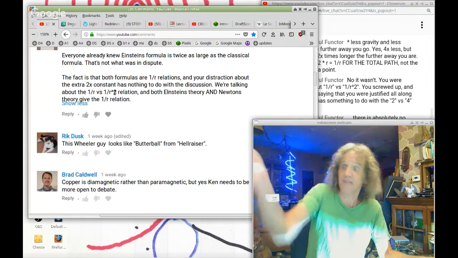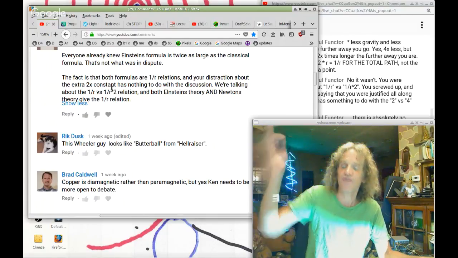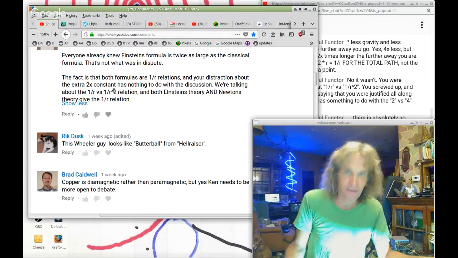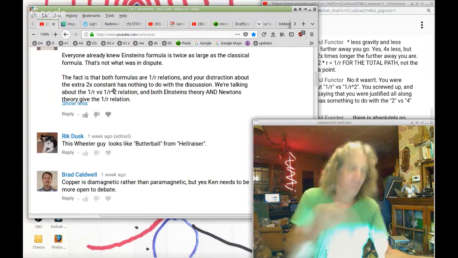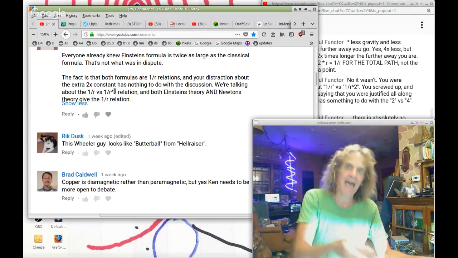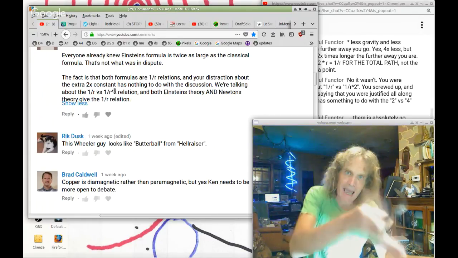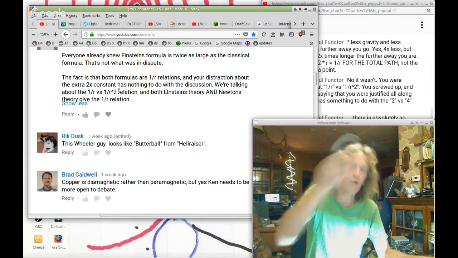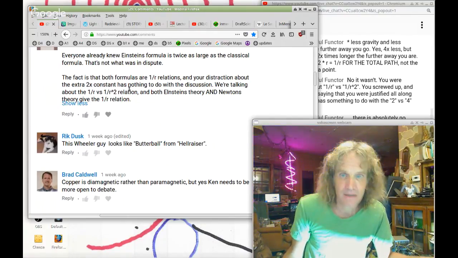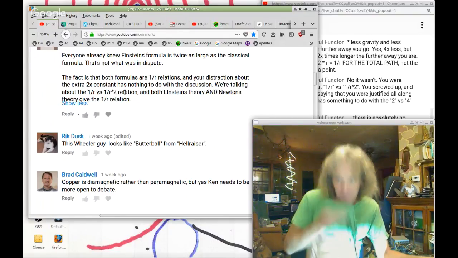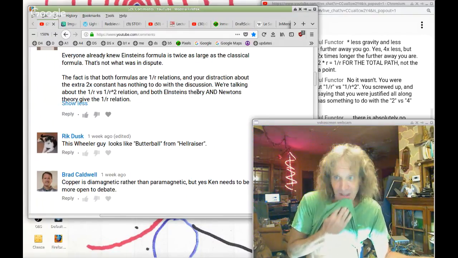And it's not a 2x constant. It's 2 times the mass. He's essentially making the sun twice as heavy for photons. So when a photon goes by, the sun's mass is twice as much mass. It's 2 GM, which is the same thing as saying 2 times the mass, idiot. All right, it has nothing to do with the discussion. Yeah, it does. We're talking about the 1/r versus 1/r squared relation.